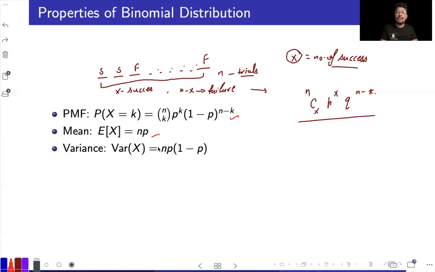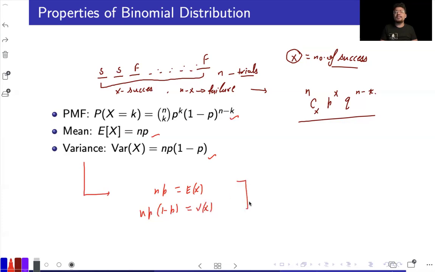Then we have the mean value, which comes out to be n into P. And if you go for the variance, that will be n into P into Q. Now, one more point that I can observe in this case: NP is the expectation of X, and n into P into 1 minus P is the variance of X.